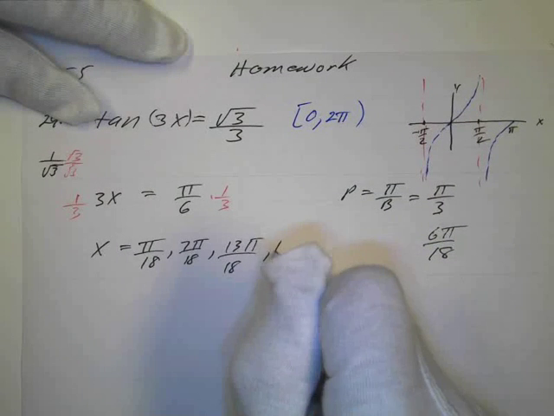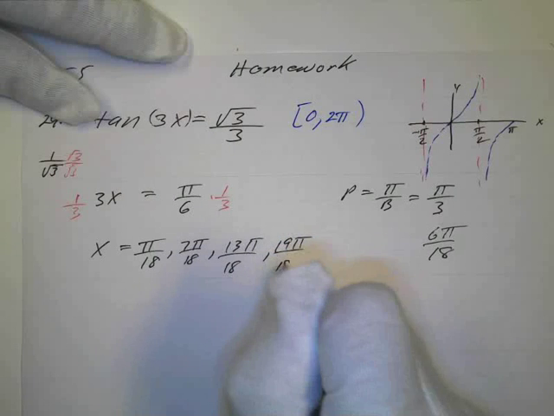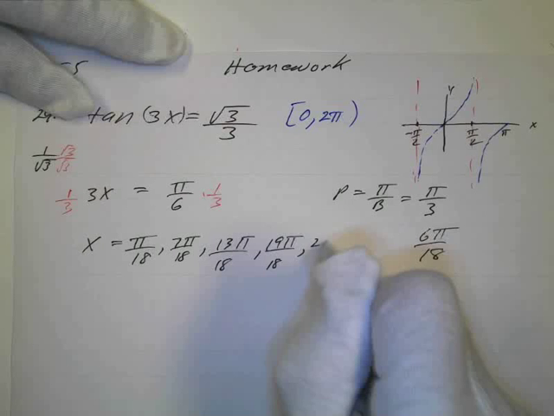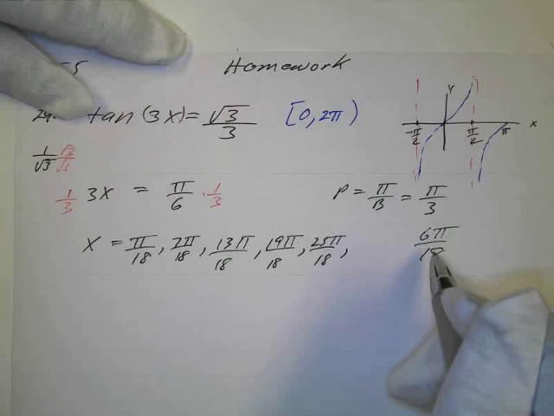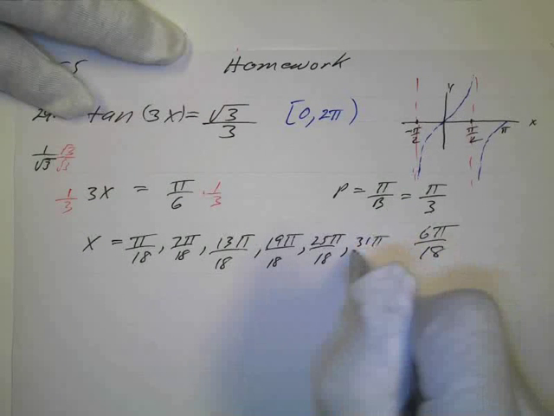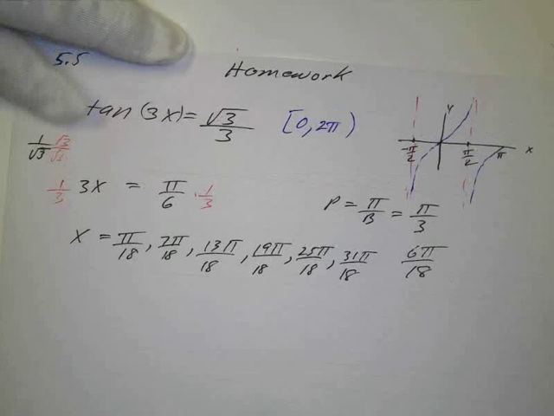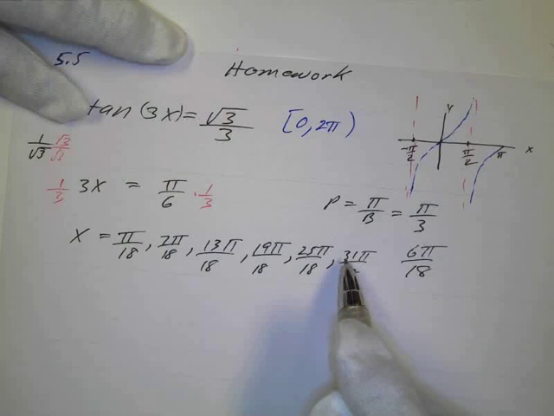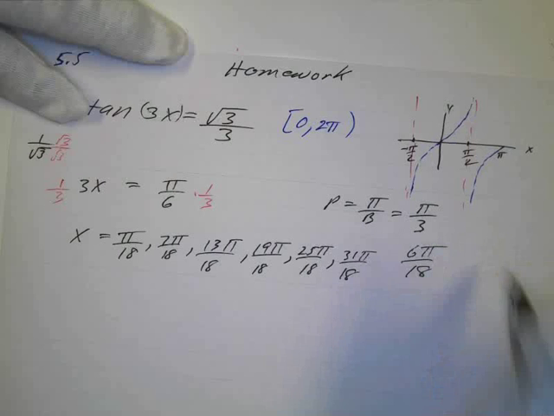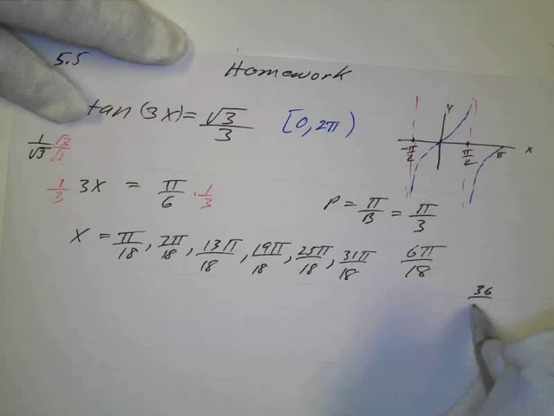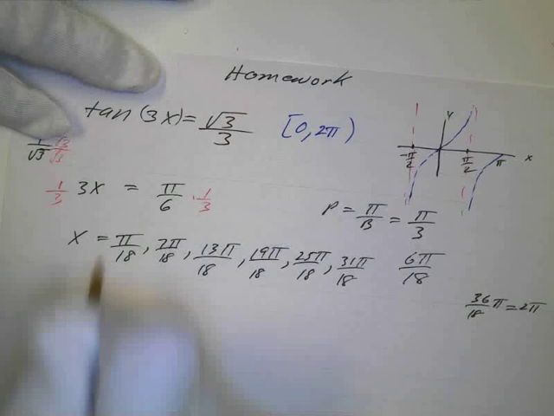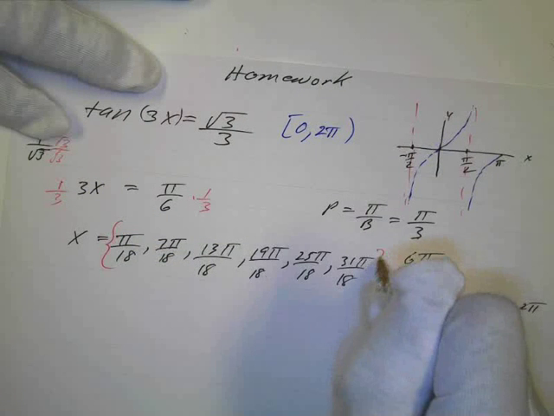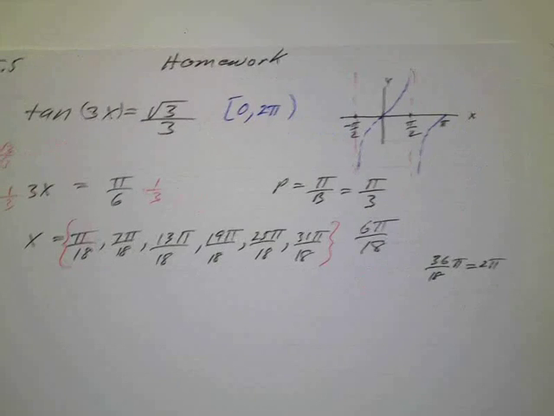So I got a ways to go yet, so I can add another 6. I get 19 pi over 18. And I can add another 6, I get 25 pi over 18. Add another 6, I get 31 pi over 18. And then if I add one more, I get 37, and that's greater than 2 pi, because 36 over 18 pi equals 2 pi. So I just want to keep it under 36. So there you go. So there's your solution. And it's already in order, so that's a nice thing, so it wasn't too bad. So there's your answer. That's all you got to do.